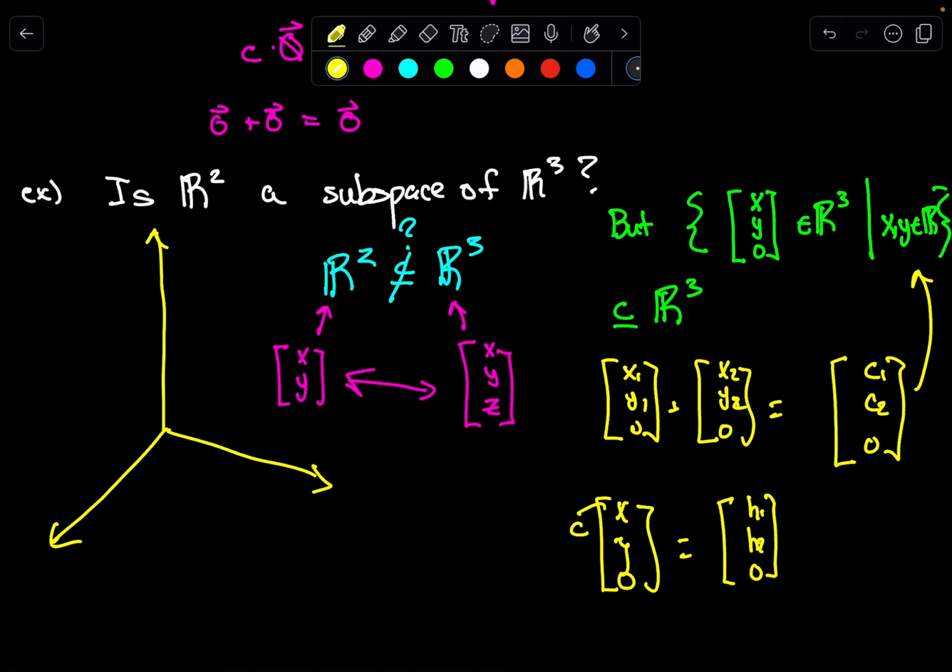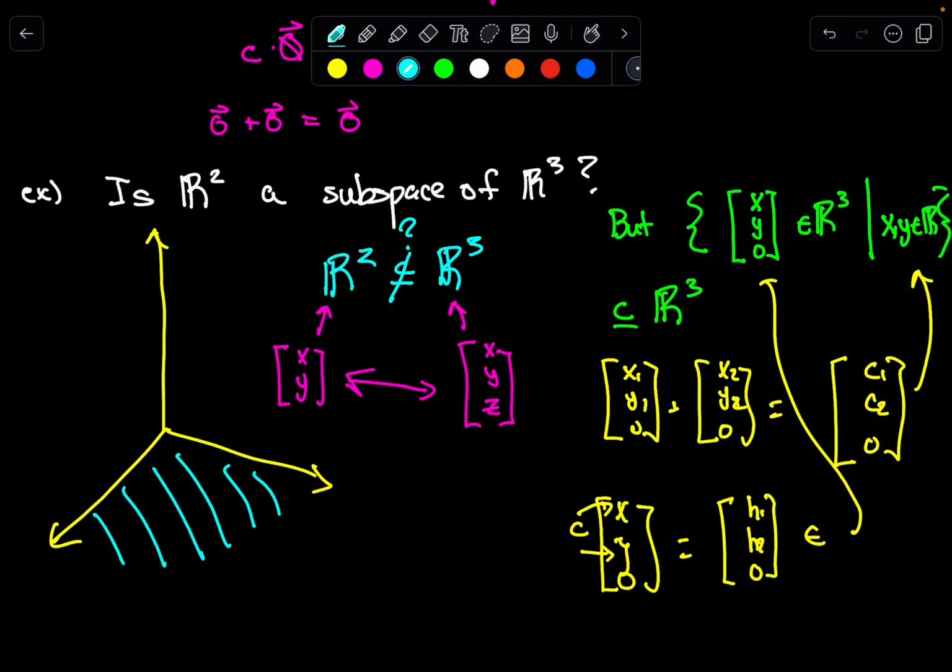You're just going to get C times x, which is a new number, and C times y, which is a new number, and it's in this set that I just defined, and that is the XY plane, right? That is affectionately the XY plane. Okay, so that's an interesting one that fools people sometimes.